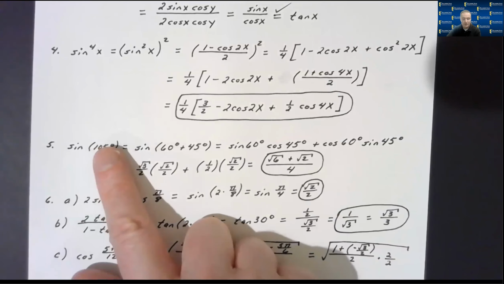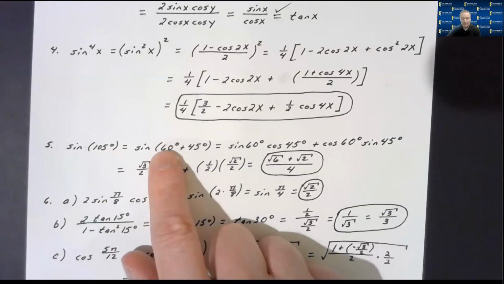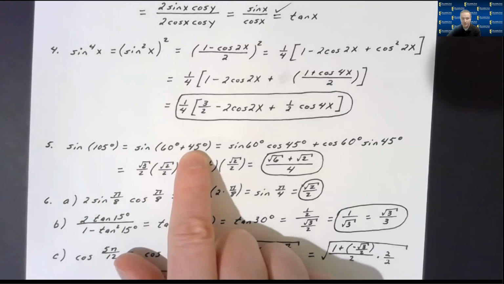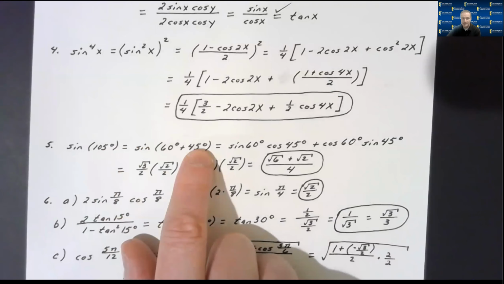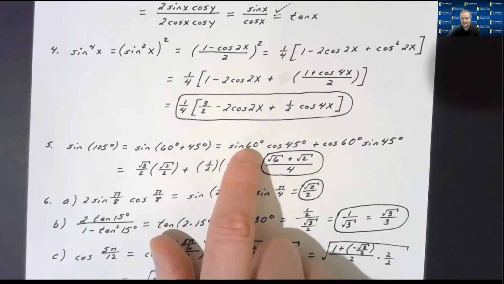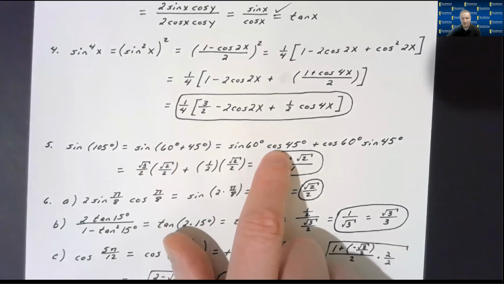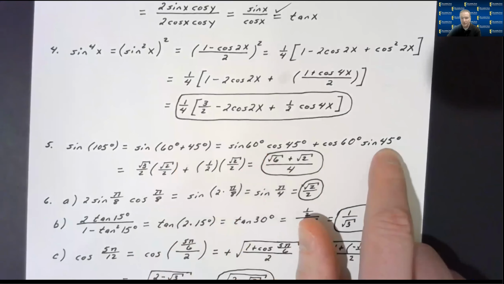60 and 45 is 105. So I'll stick with those. And in fact, I think this is the only choice if you want to use angle sum. So I'll say, okay, sine of 60 degrees plus 45 degrees is the sine of 105. But now my sine sum formula tells me that the sine of 60 plus 45 is sine 60 cosine 45 plus the cosine of 60 sine of 45.